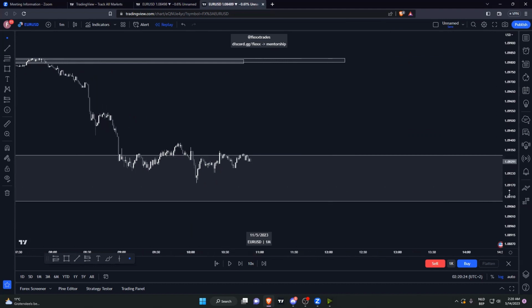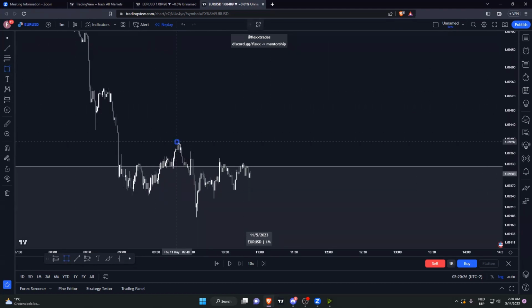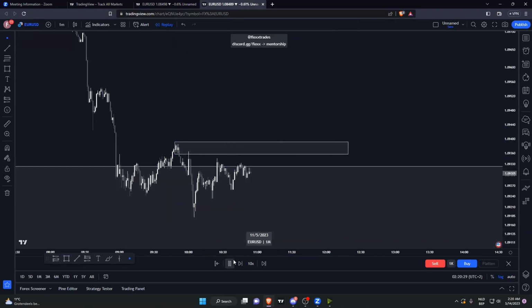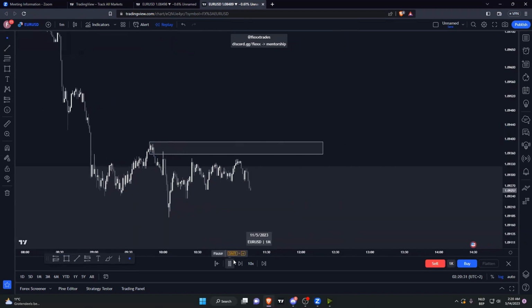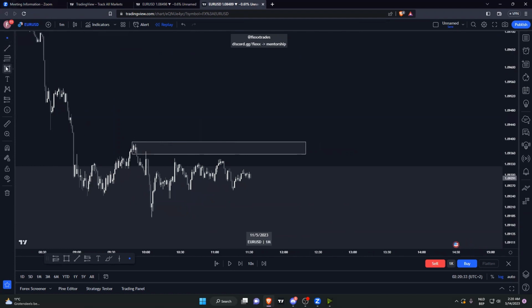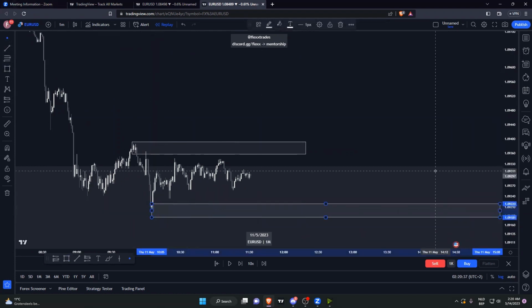So what do we see? Break of structure. I would not take this sell because simply it is inside a 4-hour demand. I would be looking to probably take a buy here if you break structure to the upside somehow.